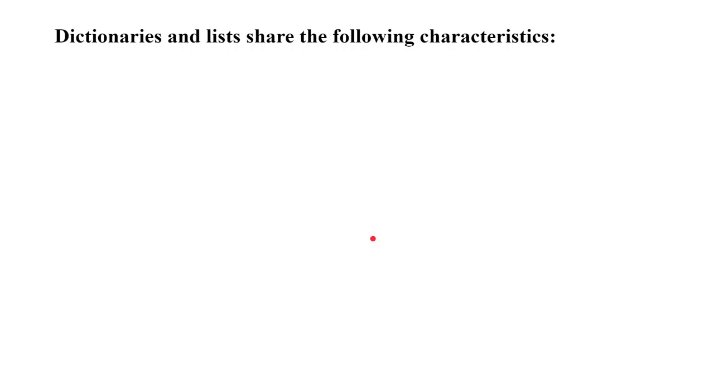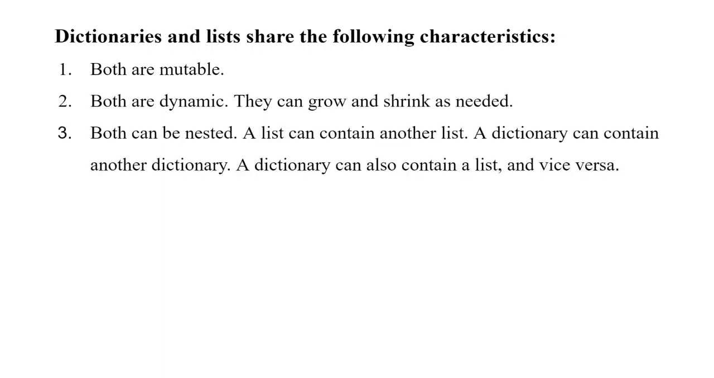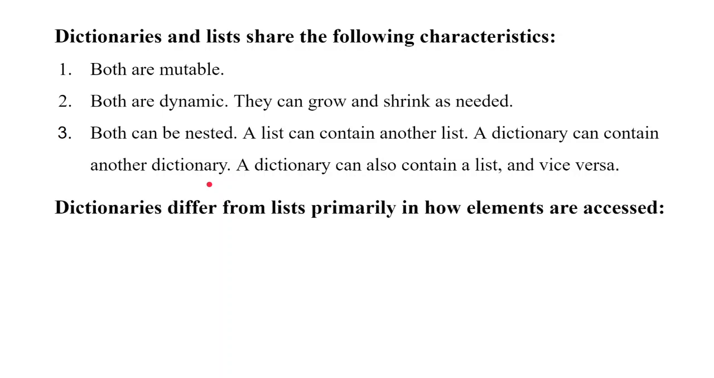We'll see what the differences are between dictionaries and lists. Dictionaries and lists share the following characteristics. Both are mutable, both are dynamic, they can grow and shrink as needed, and both can be nested. A list can contain another list, and a dictionary can contain another dictionary. A dictionary can also contain a list and vice versa.